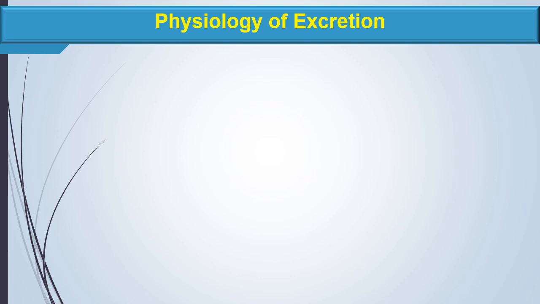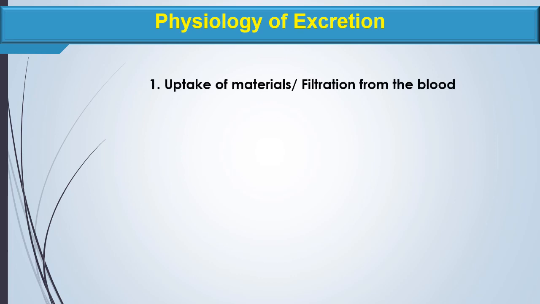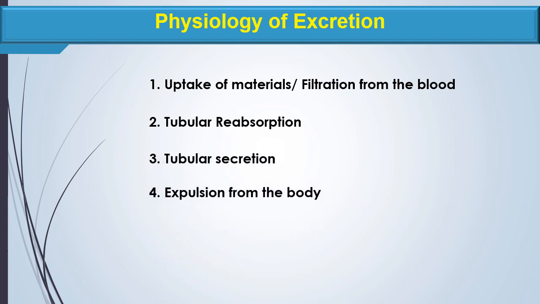Till now we have discussed the nephridial types, the structure of nephridia, and different combinations of nephridia. Now let us look into the process of excretion, the physiology of excretion, which is divided into 4 parts: the uptake of materials or filtration from the blood, tubular reabsorption, tubular secretion, and the expulsion from the body.